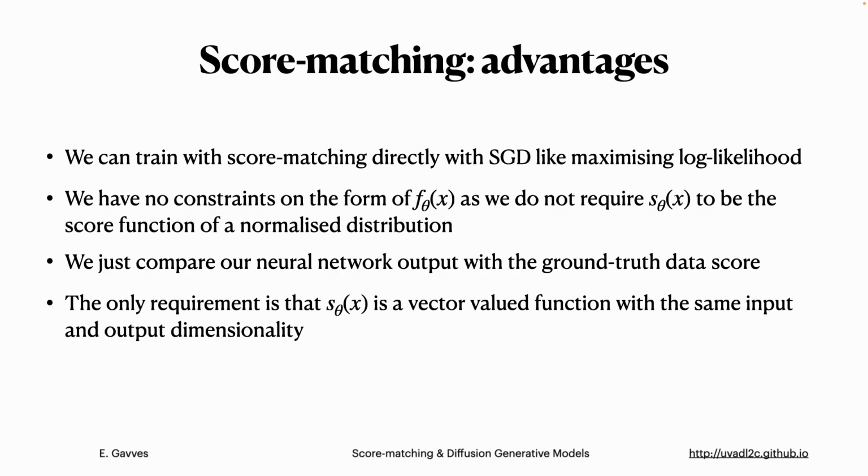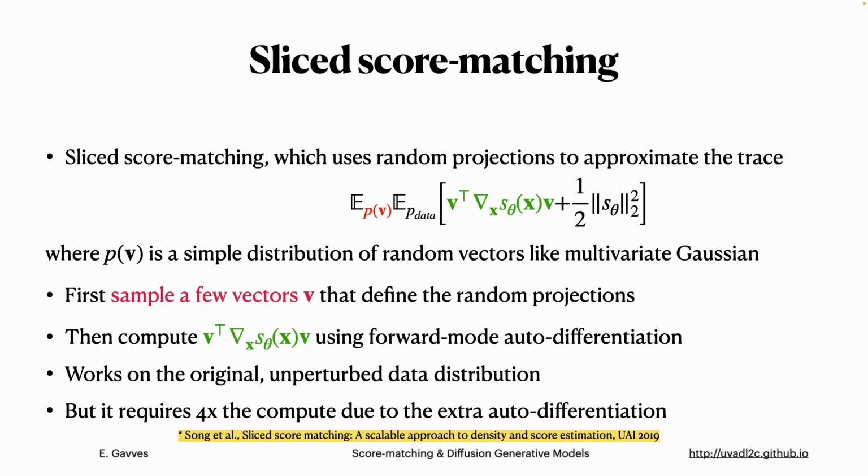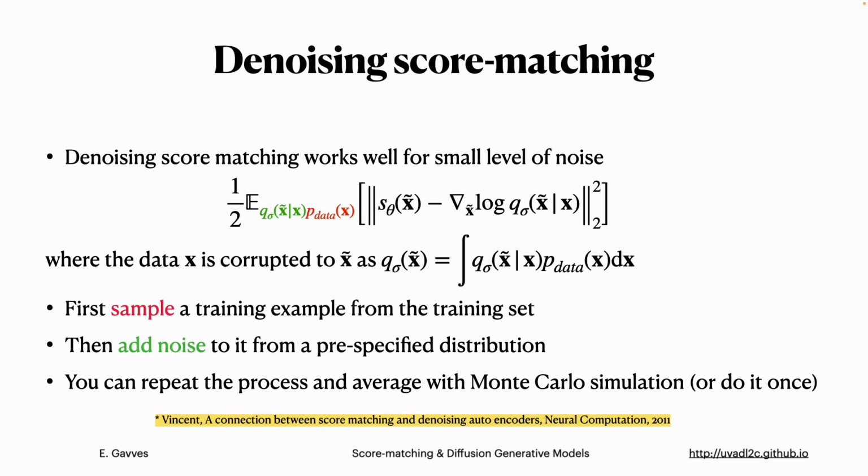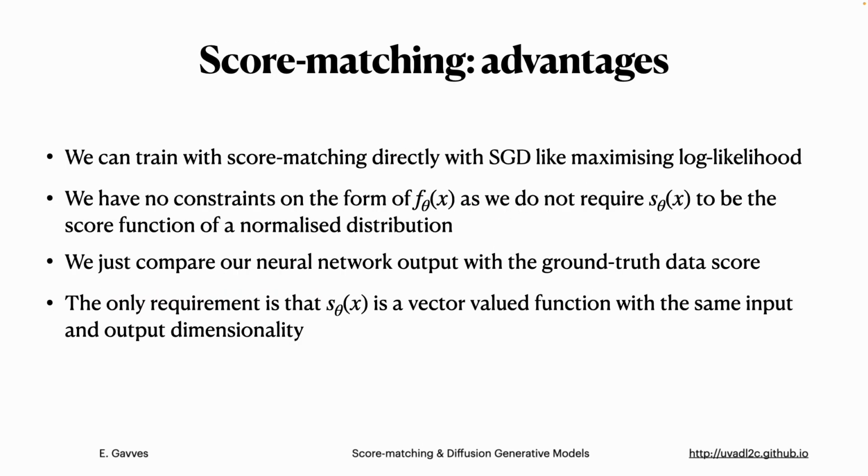Score matching advantages. We can train with score matching directly using SGD, maximizing the log likelihood. So there is no approximation per se. Of course, we ignore the fact that if we add noise, for instance here, then we don't exactly maximize the likelihood of the true data, but of the noisy data, but okay, barring that. Now we've got a procedure such that we've got energy-based models that are very flexible, that we can also optimize very nicely with SGD, maximizing the log likelihood without approximations.